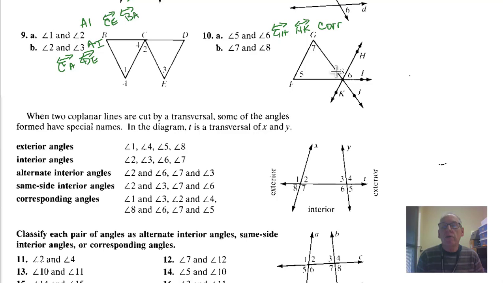And angle 7 and angle 8, if we look at HG and HK, angle 7 and angle 8 then would be alternate interior. And here we can kind of see how this Z helps us pick out the alternate interior angles. So these are AI, alternate interior. Let's move on.